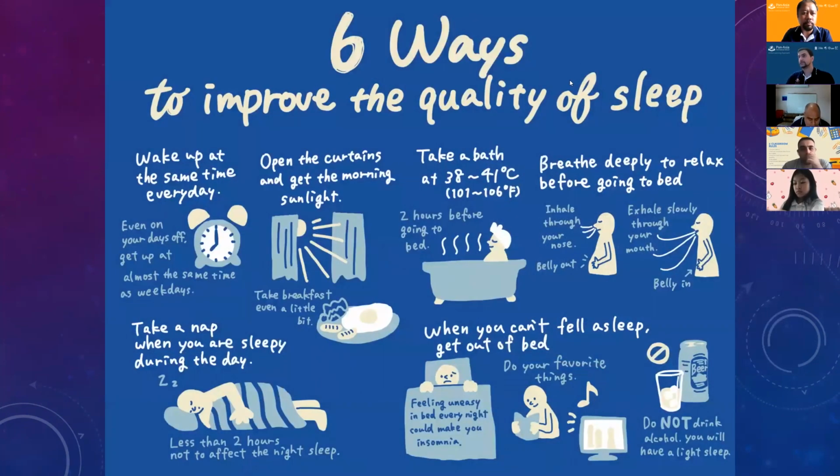So, 6 tips to improve your sleep. I will talk about only 3 here. The first thing I said we can design our sleep is that we fix the time we wake up, not the time we go to sleep. The second one I want to talk about is on the right hand side. Breathe deeply to relax before going to sleep.